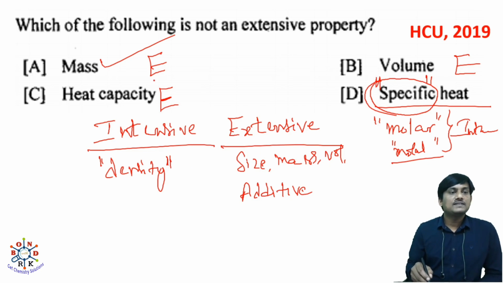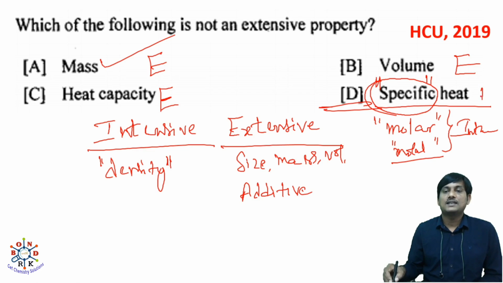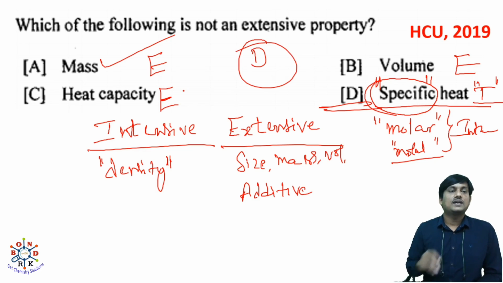So which one is the correct option? Which of the following is not an extensive property? Specific heat is not an extensive property, it's an intensive property. It is independent of the amount of substance or matter. So D is the correct option.